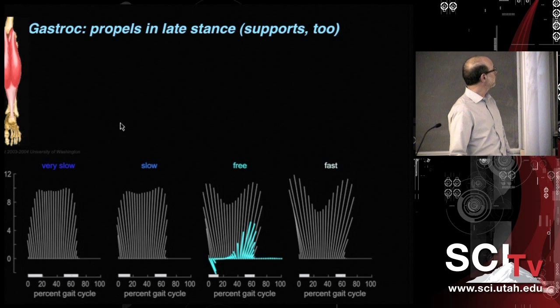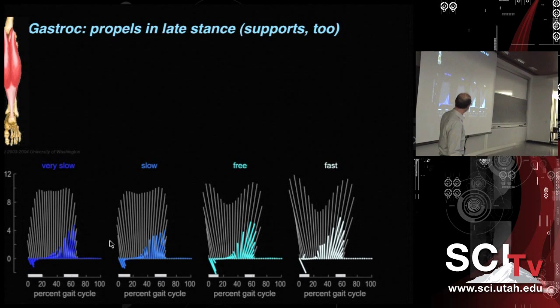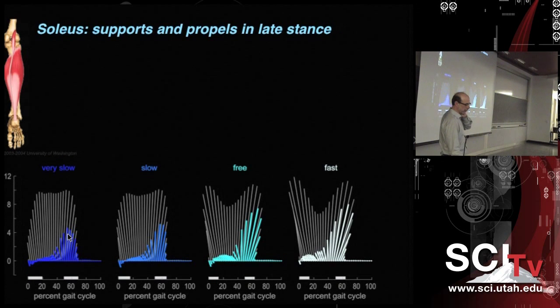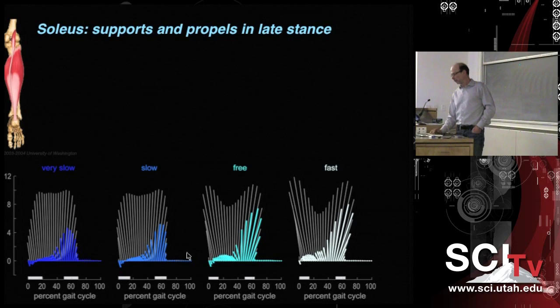So gastrocnemius, a big muscle in your calf. In free speed walking, it comes on. It provides a lot of body weight support, and it pushes you forward. And it kind of just modulates with speed. You get a little bit more at fast, but you still need it when you walk slow. You can do the statistics on this. There's a speed effect. Soleus, the other big calf muscle, same deal. Comes on late, provides body weight support.